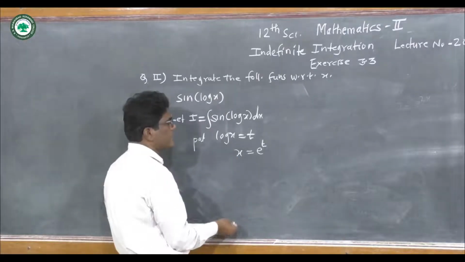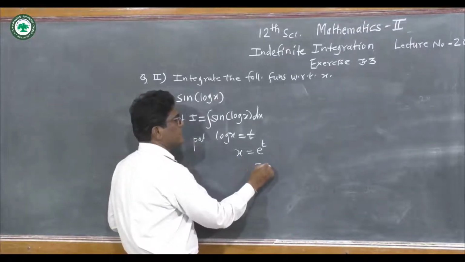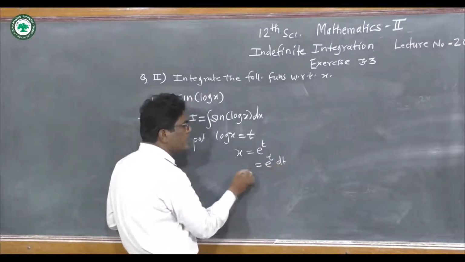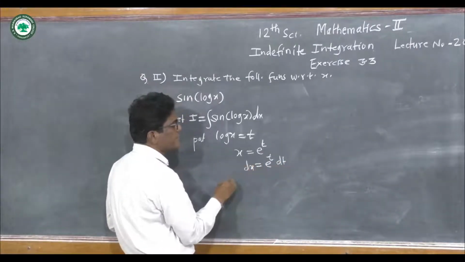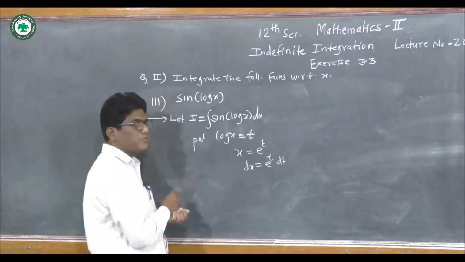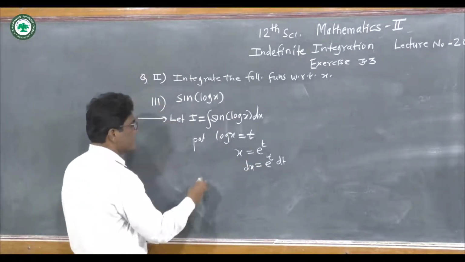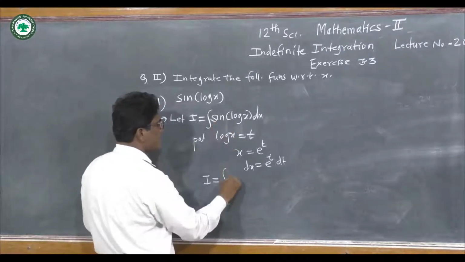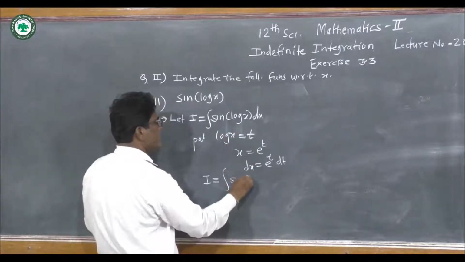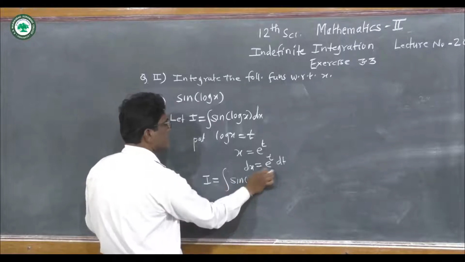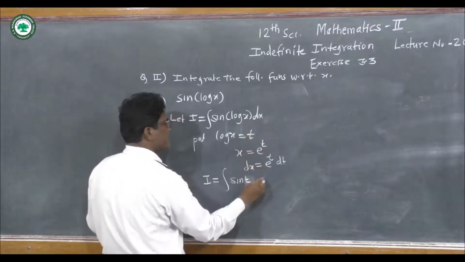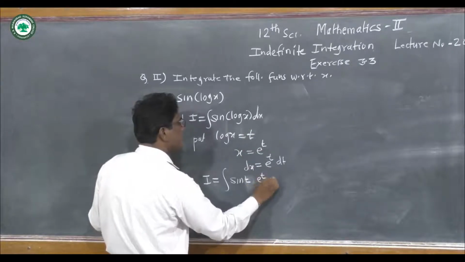Derivative of x is 1, is equal to derivative of e to the power t, which is e to the power t into dt upon dx, and carry that dx to the left side. So dx is equal to e to the power t dt, and therefore this required integral I becomes I is equal to integration of sine of log x, we put t, log x is t, so sine of t, and dx is replaced by e to the power t dt.